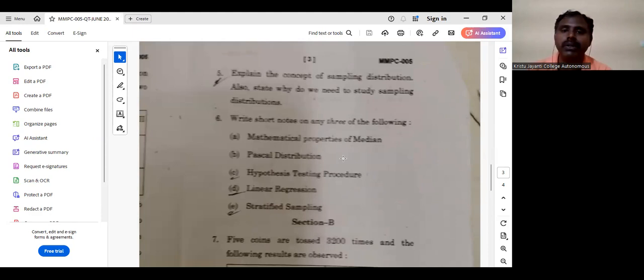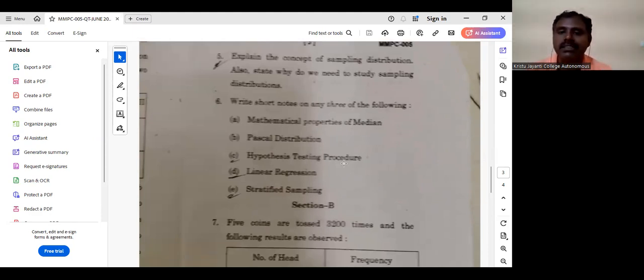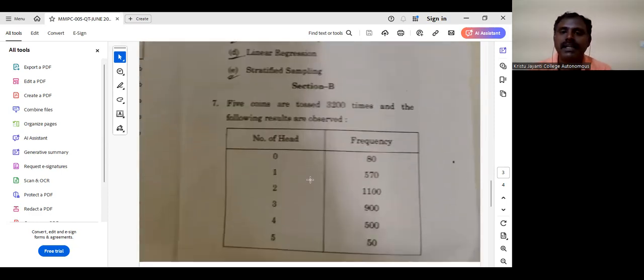One theoretical question you can expect. And even this question also: the Pascal distributions, hypothesis testing procedure, the linear regression, stratified sampling, mathematical properties of the median. So these are all theoretical questions you have to go through yourself. And this is the 140 mark question they asked.